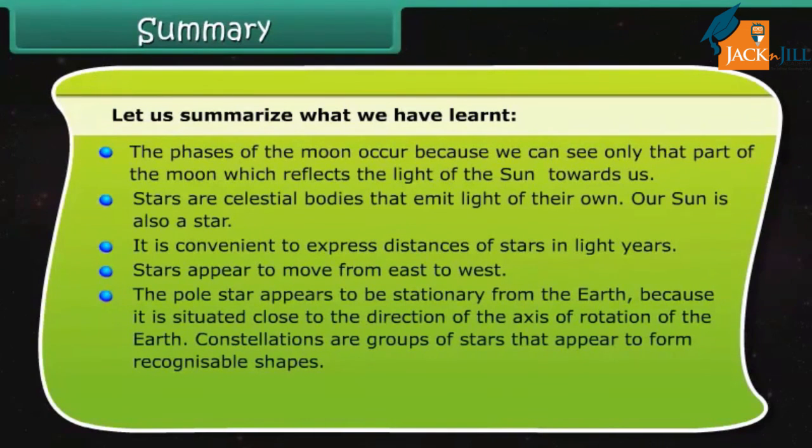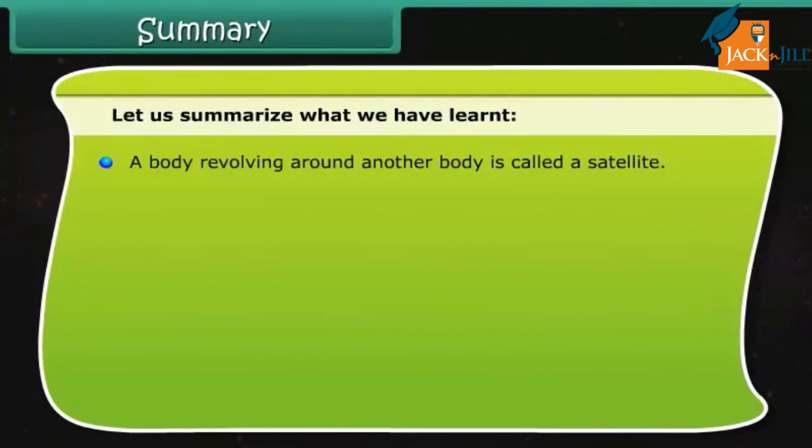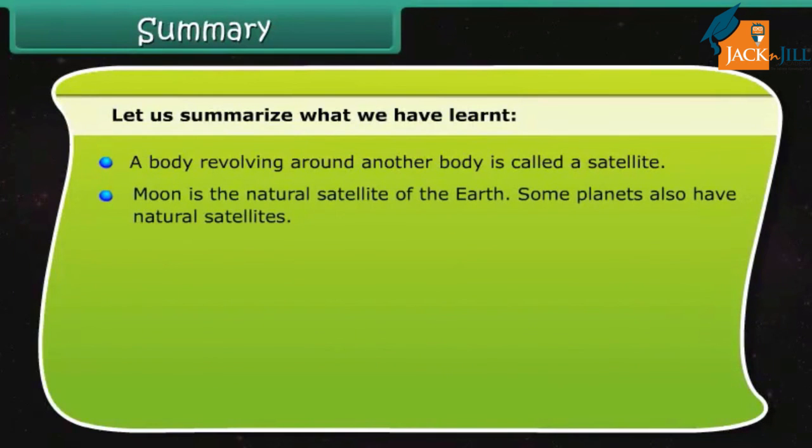The pole star appears to be stationary from the earth because it is situated close to the direction of the axis of rotation of the earth. Constellations are a group of stars that appear to form recognizable shapes. The solar system consists of 8 planets and a host of asteroids, comets, and meteors. A body revolving around another body is called a satellite. Moon is the natural satellite of the earth. Some planets also have natural satellites.